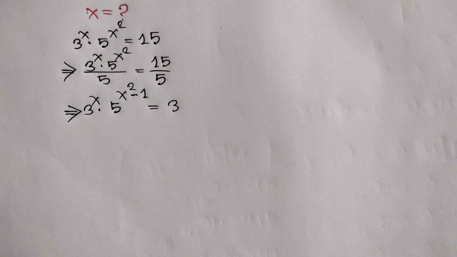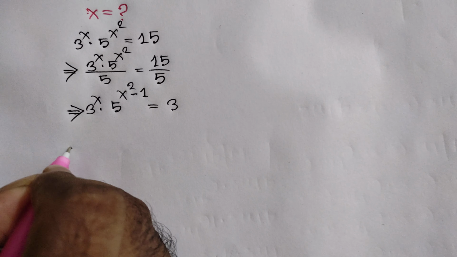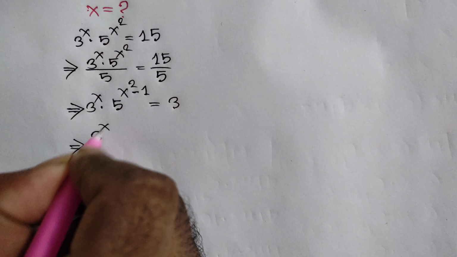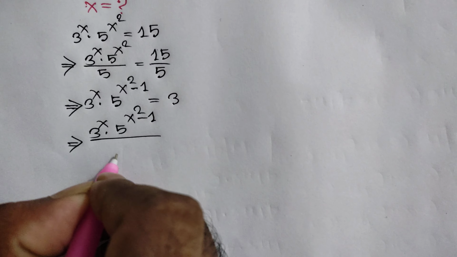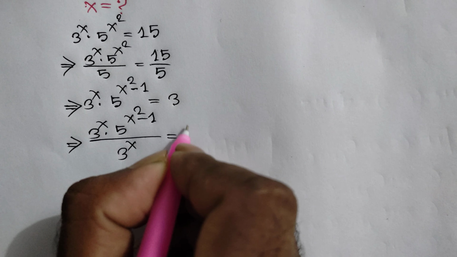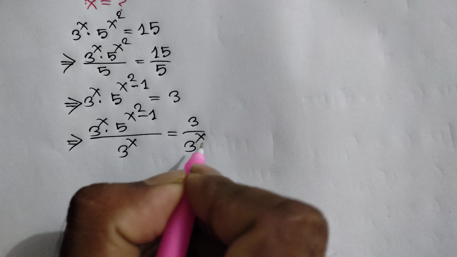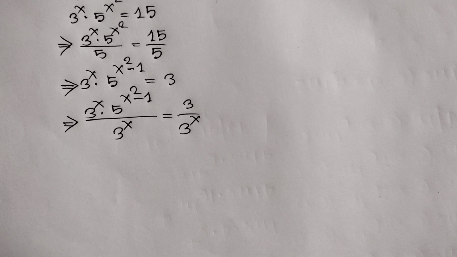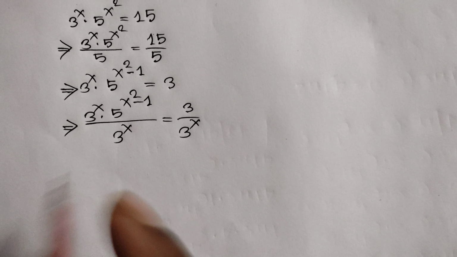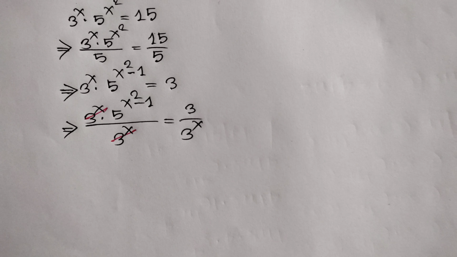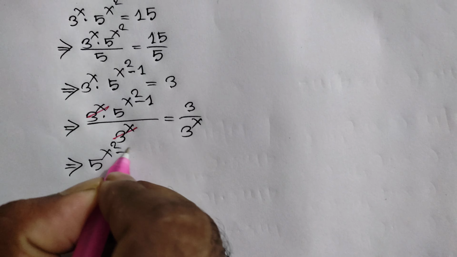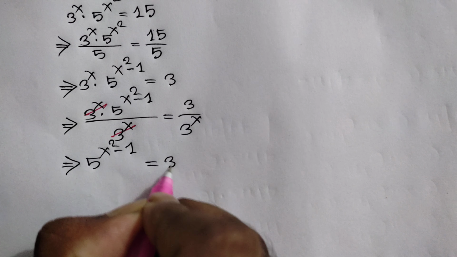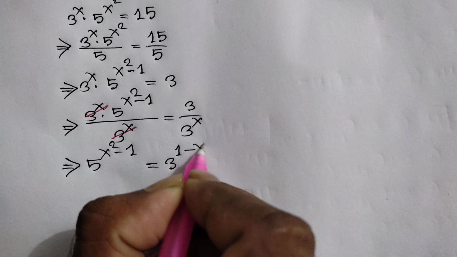Now again dividing both sides by 3 to the power x, we can write 3 to the power x times 5 to the power x square minus 1 over 3 to the power x is equal to 3 over 3 to the power x. Here this 3 to the power x cancels out this 3 to the power x, so we will get 5 to the power x square minus 1 is equal to 3 to the power 1 minus x.